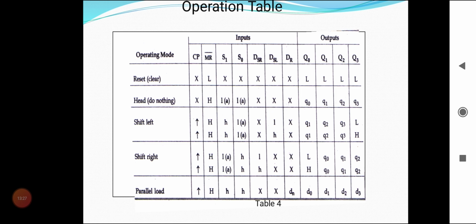In order to do the parallel load, the clock pulse is high, memory reset is capital H, S1 and S0 are 1 1. We don't care about DSR, DSL, and DN. Automatically the parallel load data D0, D1, D2, D3 will be stored in the register.